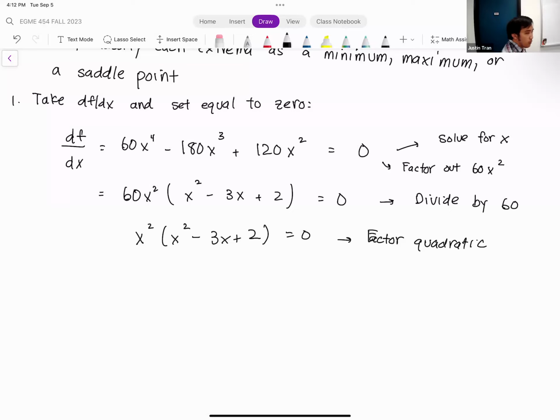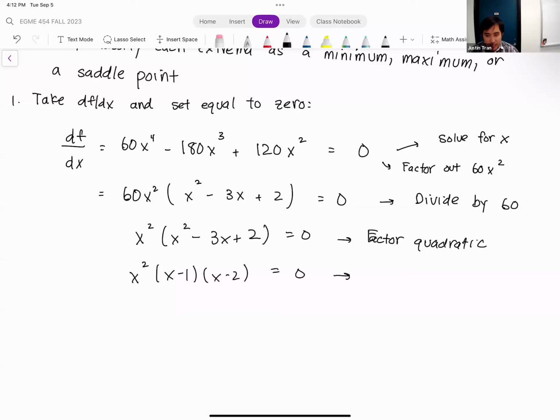And the last thing we'll do before solving for x is to factor that quadratic. So we have x squared minus 3x plus 2. So you can use the quadratic formula to factor this guy. Or if we just look at it, we know this is equal to x minus 1 times x minus 2. And so our final expression here is we have x squared, x minus 1, x minus 2 is equal to 0.